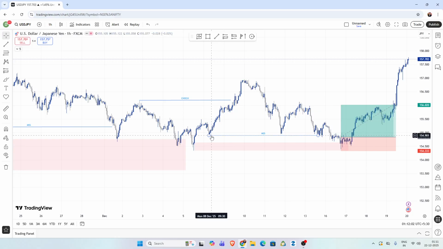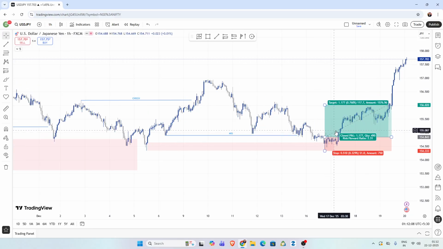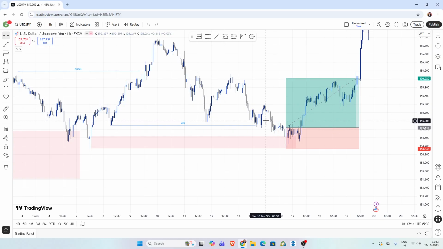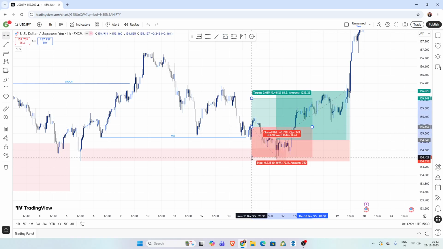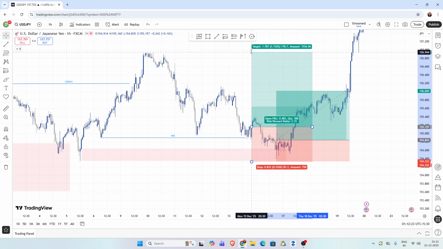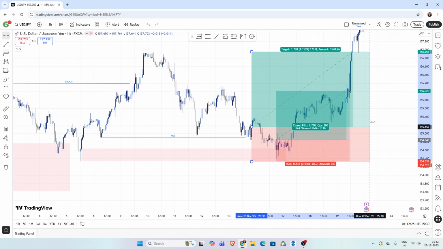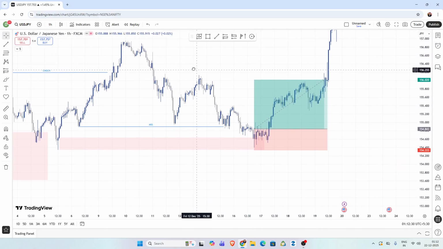This last thing was my inducement point. After this was induced, I was still waiting. I was not available to take a trade in this part, but later on I saw I would have taken a trade here usually. It would have given me profit, but it would have taken a lot of time.